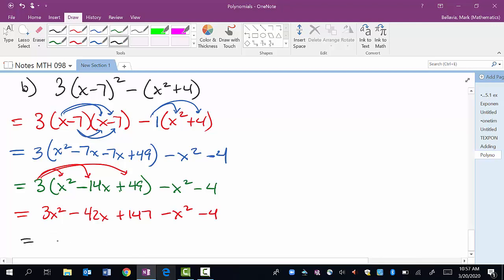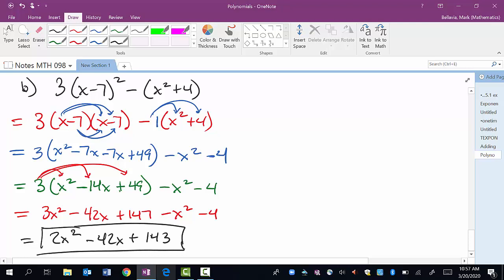3x squared minus x squared is 2x squared. Negative 42x will just stay negative 42x. And positive 147 minus 4 is positive 143. None of this is like terms, so you leave it. So this is kind of bringing together things that we learned about adding and subtracting polynomials along with things we learned about multiplying them.